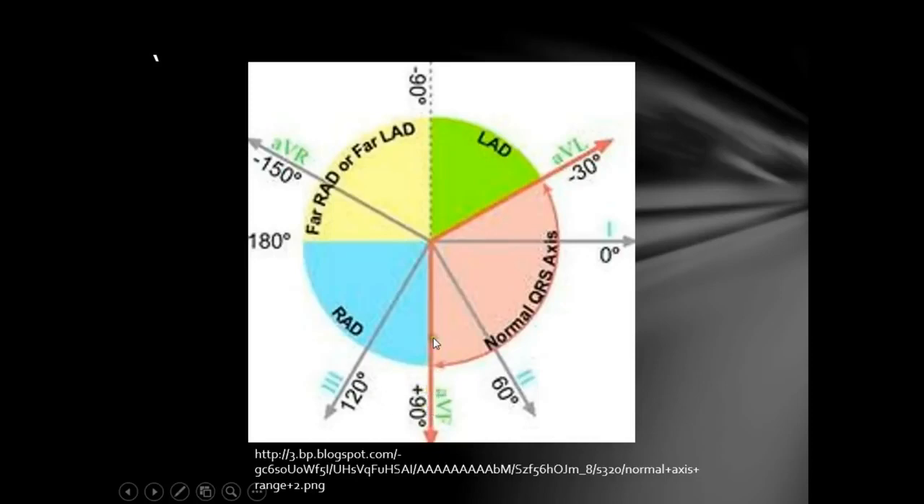The last condition is, what if the cardiac axis is exactly perpendicular, at 90 degrees, to a specific lead? Then that lead would look isoelectric on the ECG. The positive and negative concordance of the QRS would be equal, so isoelectric.